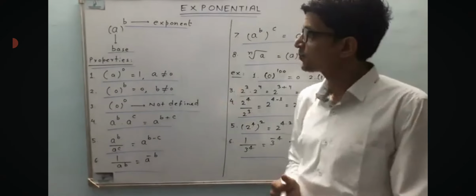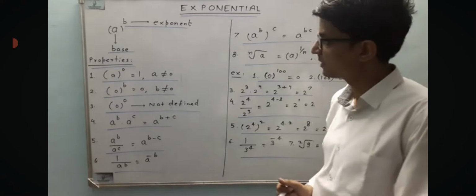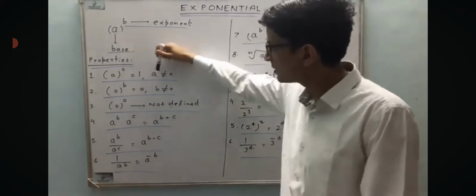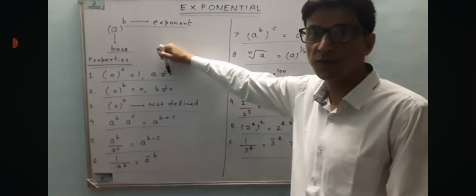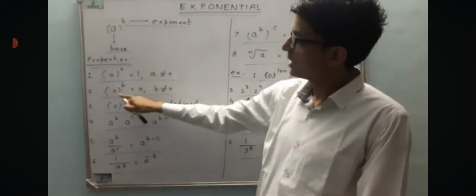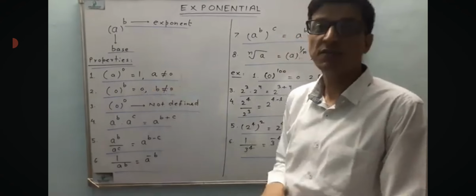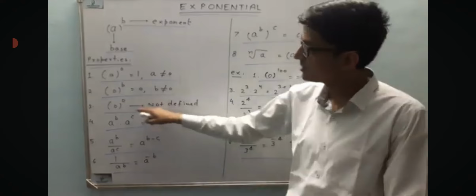It has got certain properties. The first property is any base raised to power 0 is equal to 1, given that the base should not be 0. Second property is 0 raised to power any exponent is 0, given that the exponent itself is not 0. Third property is 0 raised to power 0 is not defined.